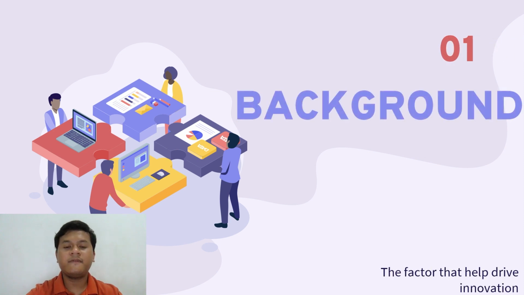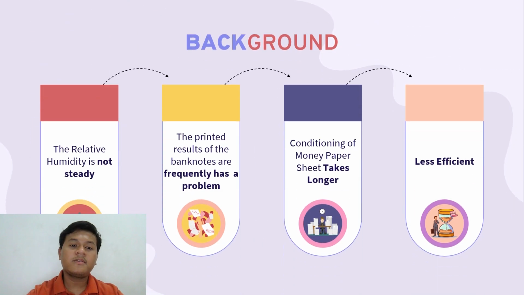The first topic that we have here is background, the factors that help drive innovation. At this time, the main concern is the Kasanah Cetak room, because the length of time for conditioning the banknotes is highly dependent on the air humidity conditions in the room where the banknotes are stored, which have gone through offset, intaglio, and notch screen printing processes. They are still experiencing humidity fluctuation.